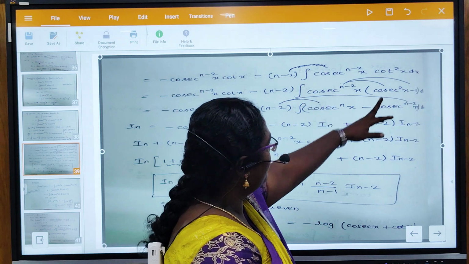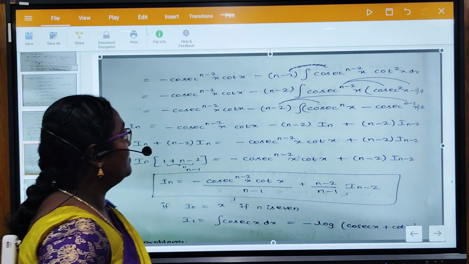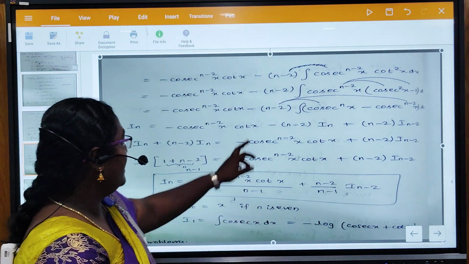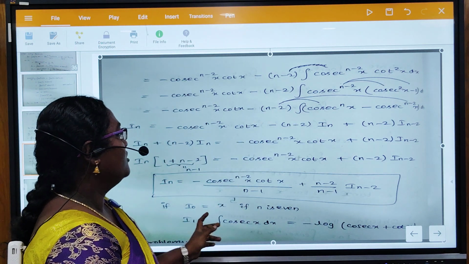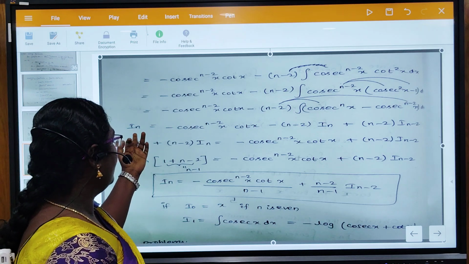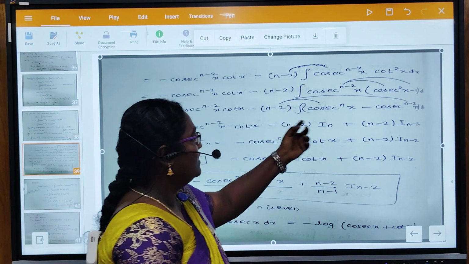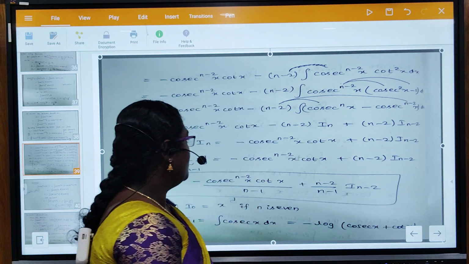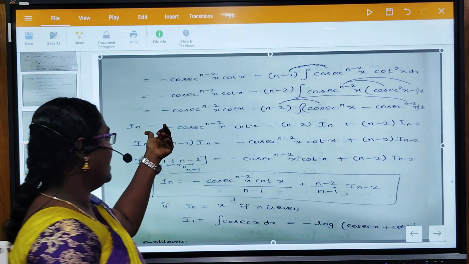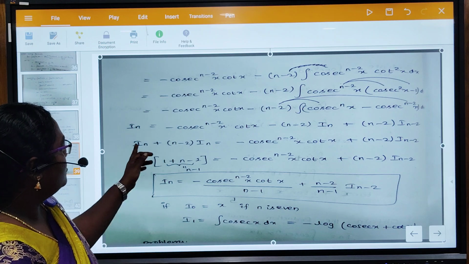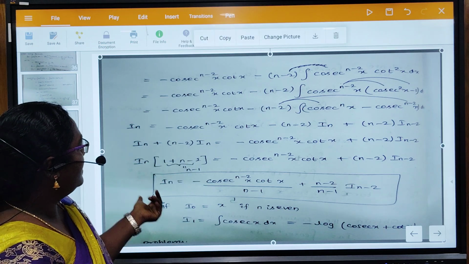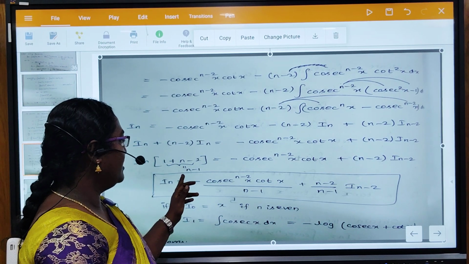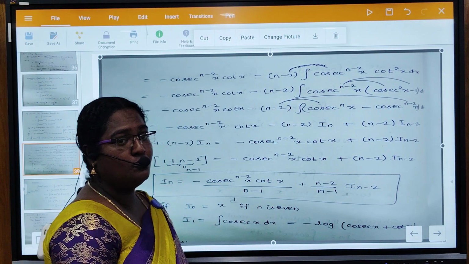So I am splitting the bracket. I am taking cosecant power n minus 2 x, and inside the bracket you will have this. Again I am taking this n minus 2 inside it. Now it will be reduced to the powers: this is cosecant power n x, which is In, and this is In minus 2. So this is In, and on this side we also have In. So I am taking all to one side: In plus (n minus 2) In. Taking In common, it becomes 1 plus n minus 2, which is n minus 1. So this n minus 1 comes to this side.